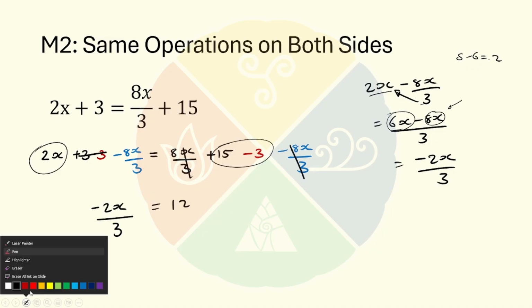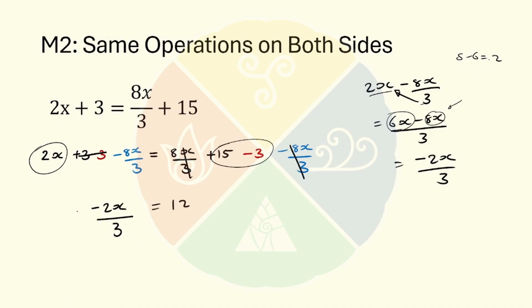Now we have to handle this scenario. To handle this, first multiply by 3 on both sides. 3 and 3 is gone. Similarly, divide by 2 on both sides. 2 and 2 is gone. So eventually this will become 6. 6 into 3 is 18. Minus x is equal to 18.